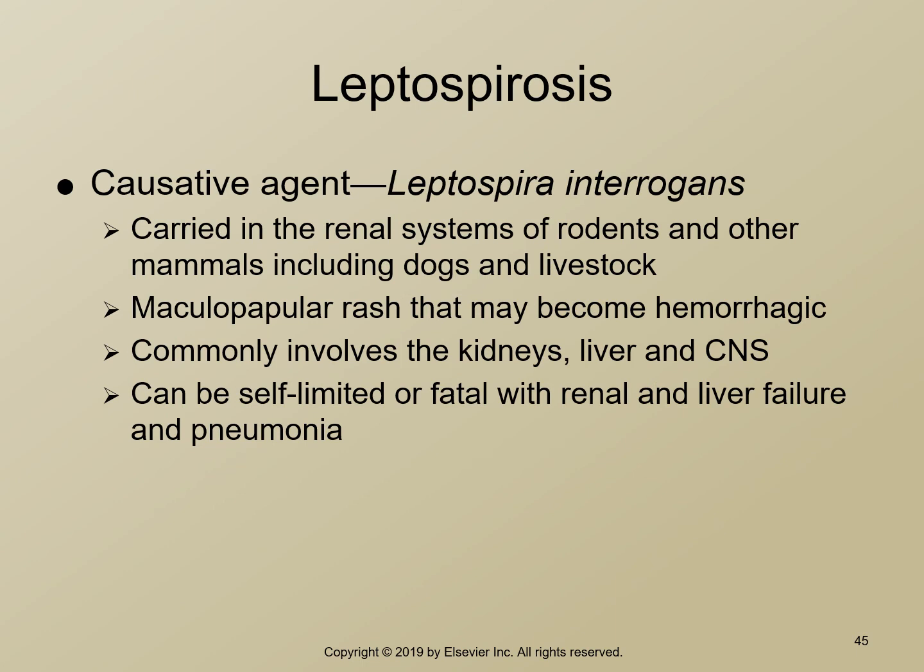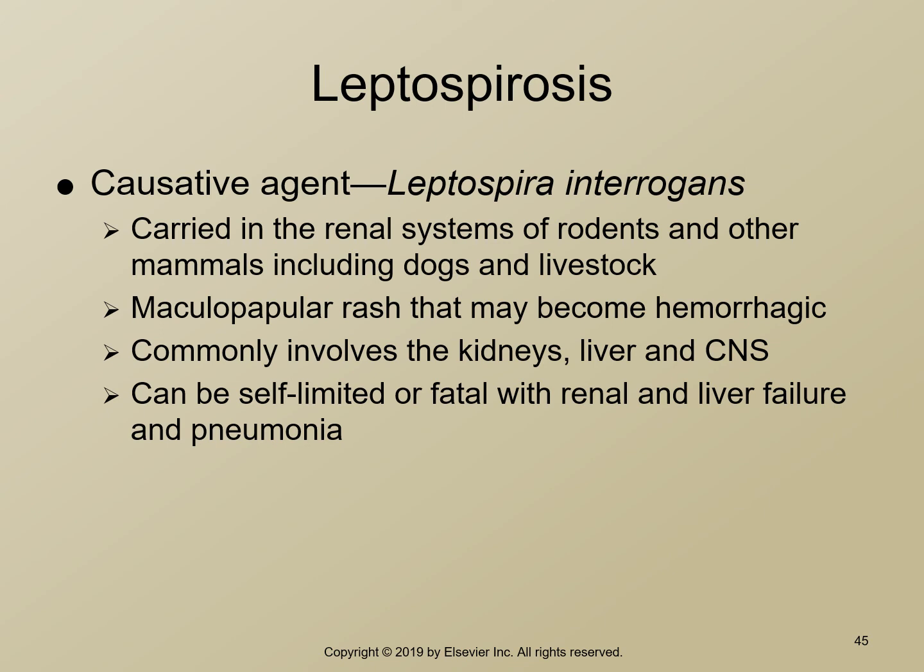Leptospirosis is a zoonotic disease that we already looked at, caused by Leptospira interrogans, an aerobic spirochete organism. Leptospira is carried in the renal system of rodents and other mammals, including dogs and livestock. So infection is associated with persons in contact with these animals' urine. Infection is found throughout the world, particularly in tropical and subtropical areas, and the highest incidence in the U.S. is actually in Hawaii.